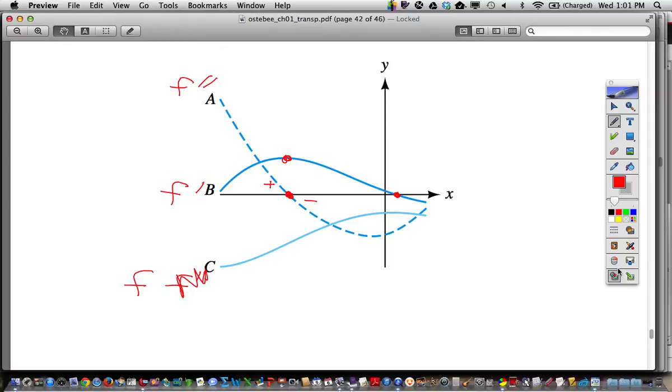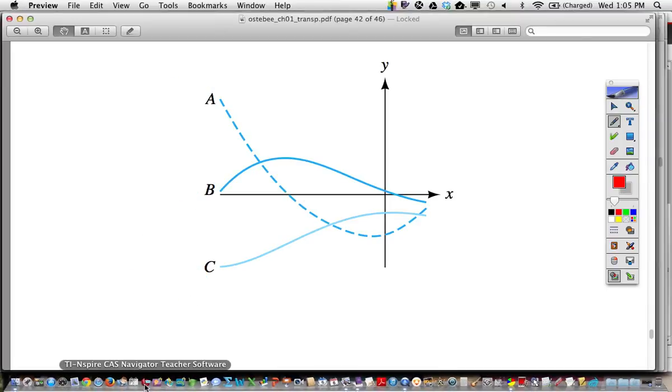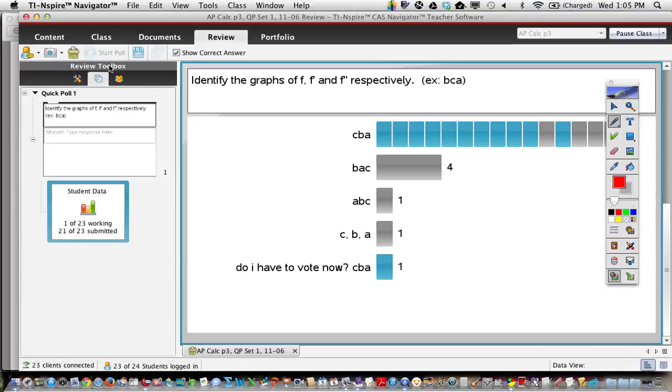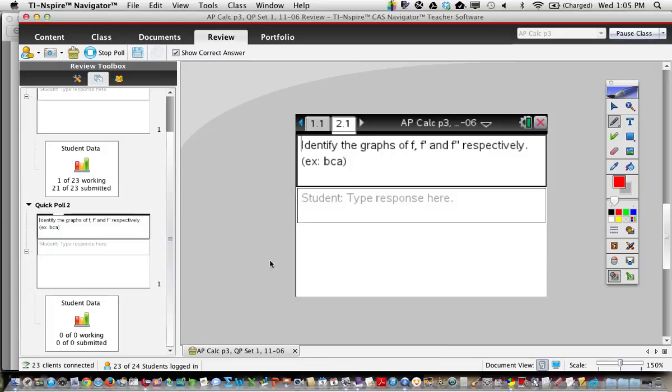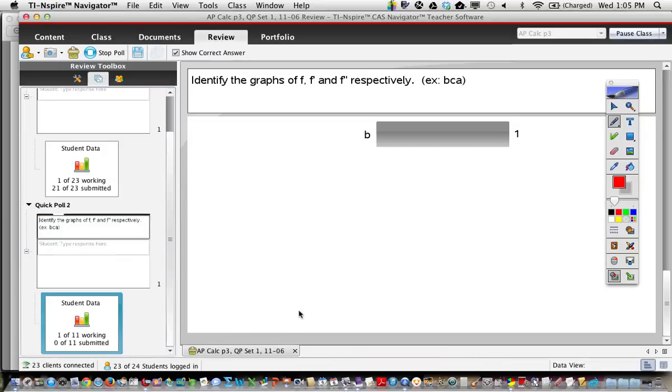All right, let's give you another chance. 27. Send you another poll. So look at 27, and we'll do the same thing. We'll answer it the same way. Okay, identify, put it in order. F prime, F double prime.